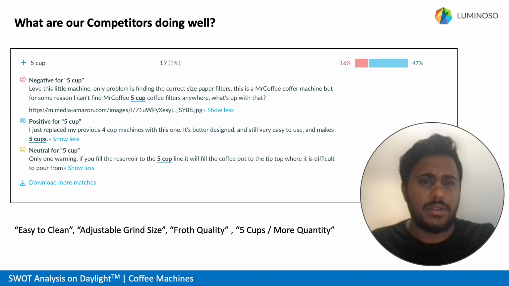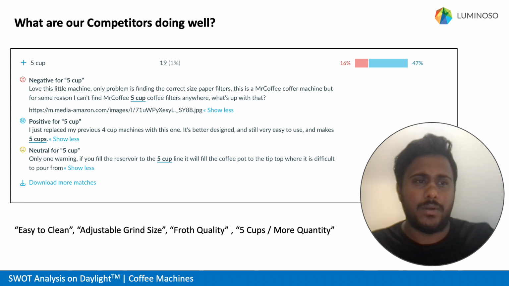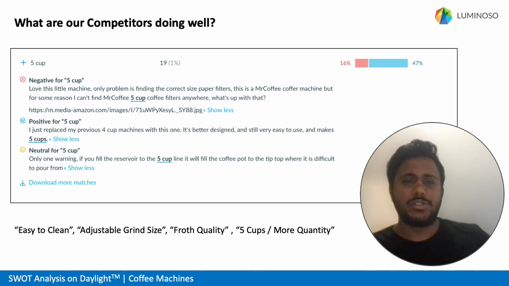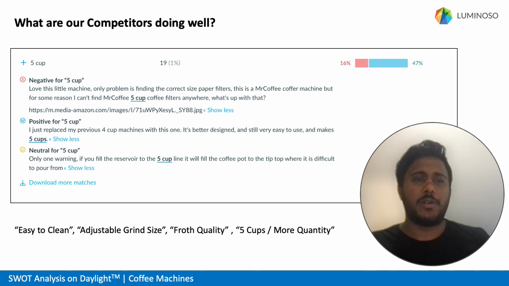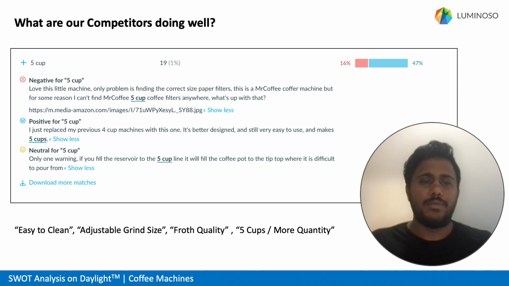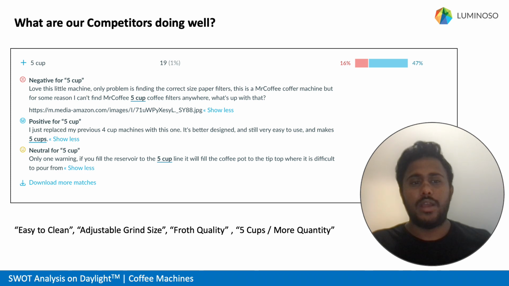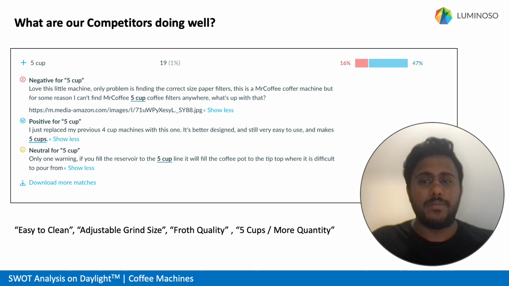And another feature could be that of the 5 cup feature that Mr. Coffee offers. So to summarize the things that our competitors are doing really well, they're offering more quantity in a single time usage. They're offering superior froth quality. They're offering customizable or adjustable grind sizes, and customers are also saying that these machines are easy to clean.